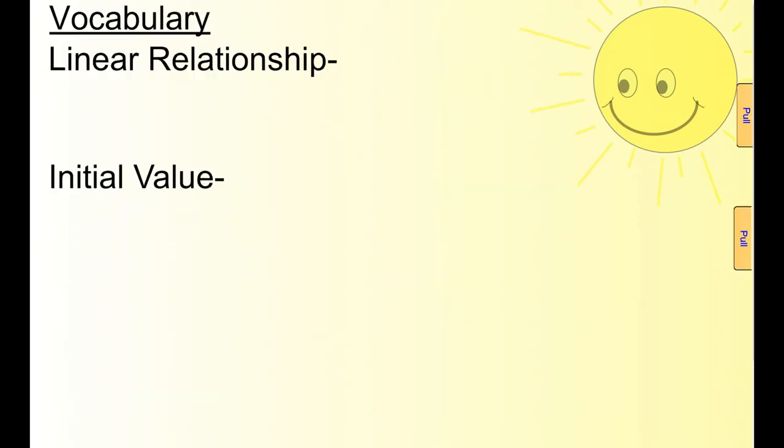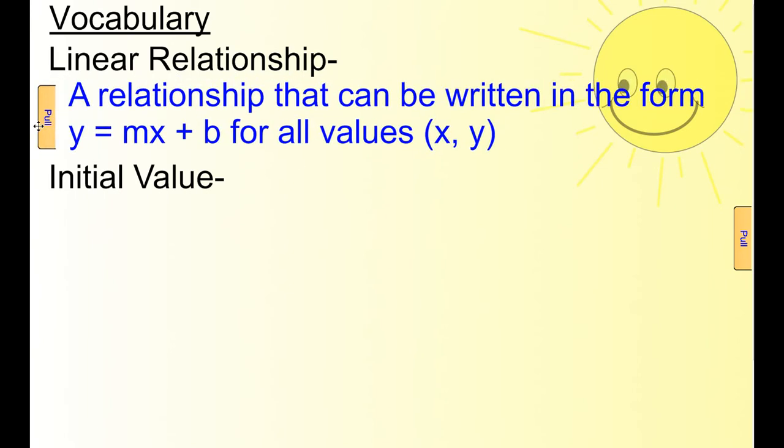Okay, so we have 2 vocab words here. First of them is a linear relationship, and this should look very familiar. So a linear relationship is a relationship that can be written in the form y equals mx plus b for all values of x and y. Now, that probably rings a bell. Y equals mx plus b. We called this something else in the past. We called that slope-intercept form.